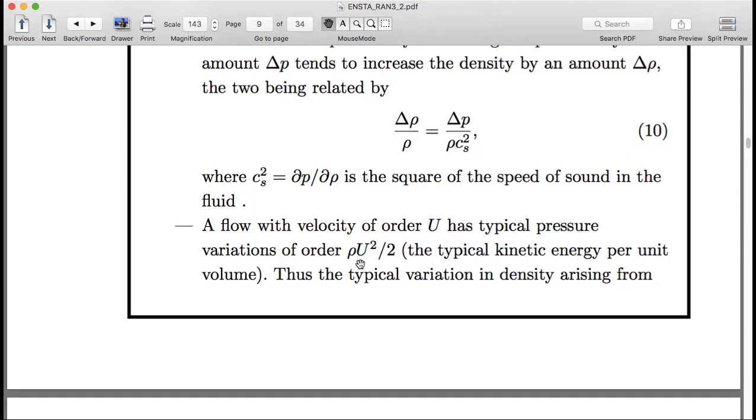You might expect that these fluid parcels smashing around are what's creating the pressure variations. Or you might say the pressure variations are driving these changes in kinetic energy. Either way you look at it, they should be of similar order of magnitude. So we want to replace delta P by rho U squared over 2.